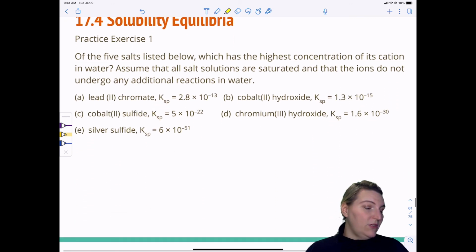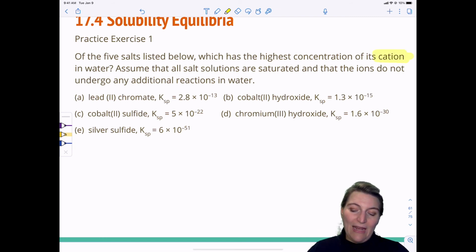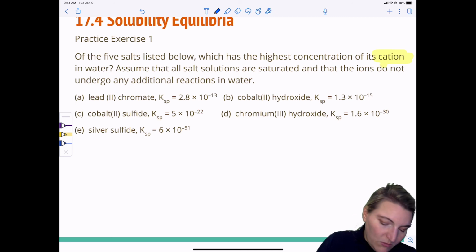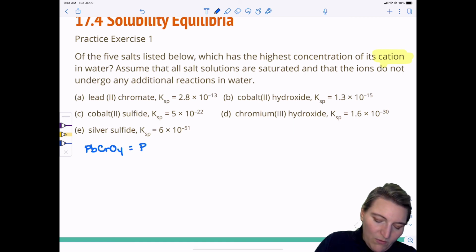We have a couple more of these sort of practice problems for you. Of the 5 salts listed, which has the highest concentration of its cation in water? Assume that for all salts, this is the only thing going on. So what you need to do for this one is basically just what we did for the last one. Think about lead 2 chromate, PbCrO4. That would be, what would be the solubility product constant, Pb2+ times CrO4 2-.